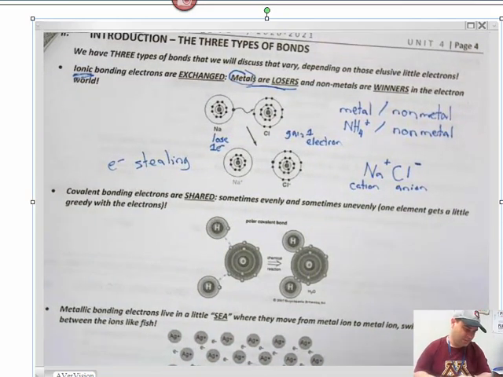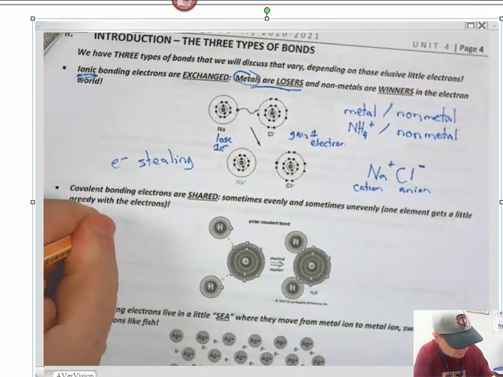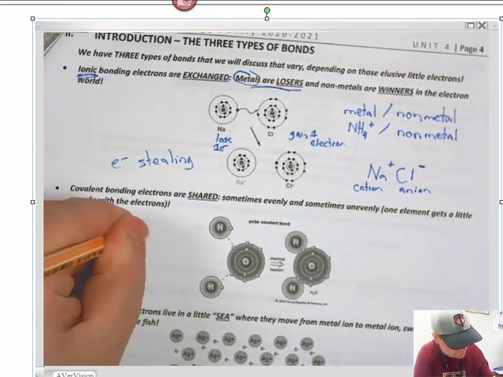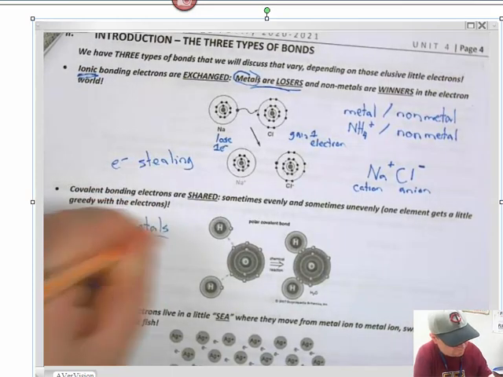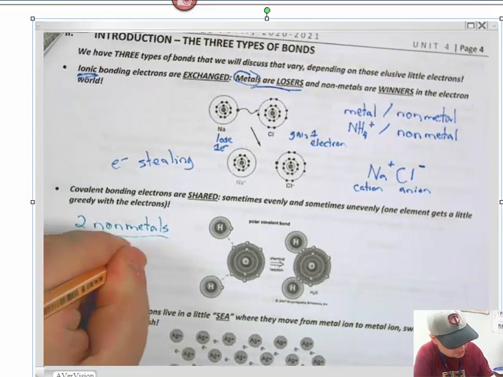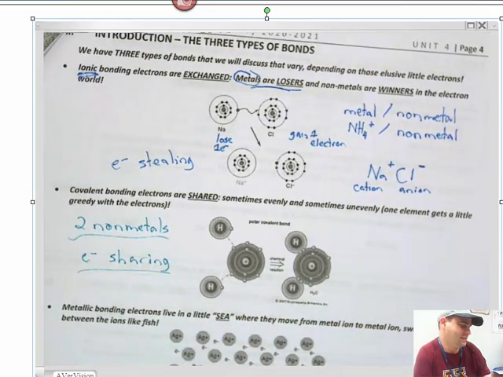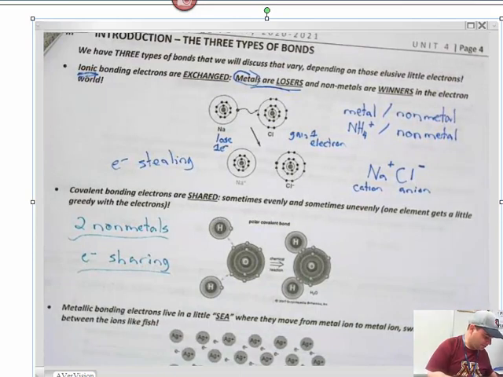Covalent bonding, these are between two nonmetals, and this is electron sharing.